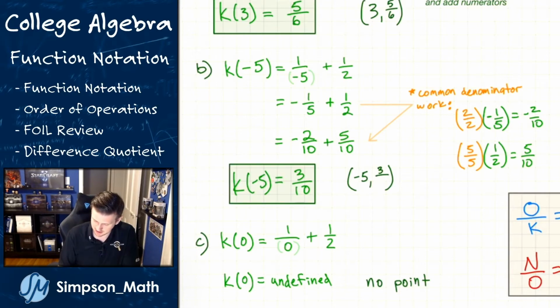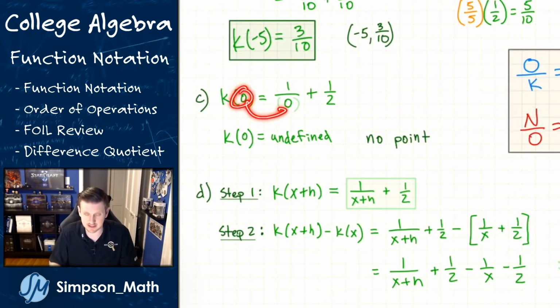And for some reason, I have a 5 there. Let me fix that. There we go. -5 and 3/10. Mistakes happen, even your professor. All right, so let's move on with letter C.